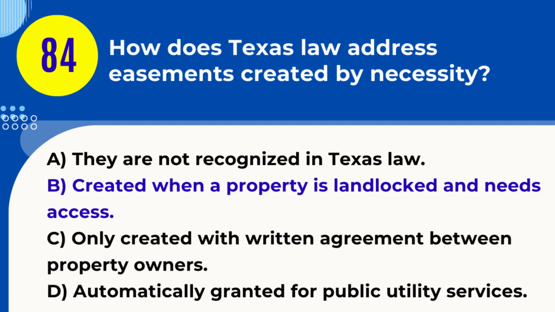Explanation. In Texas, easements by necessity are established when a property is landlocked and requires access to a public road. These easements are created to ensure that the property owner has the necessary access, even if it means crossing another person's land.